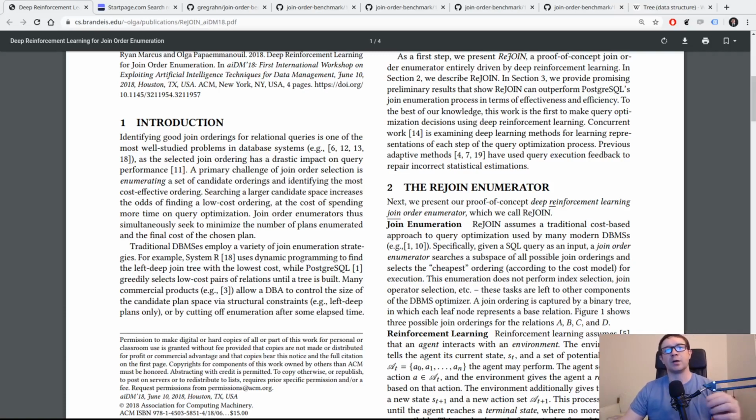If you spend more time trying to figure out how to query the database, that must be taken into account in terms of the total efficiency of what you're doing. Joint order enumeration thus simultaneously seeks to minimize the number of plans enumerated and the final cost of the chosen plan.